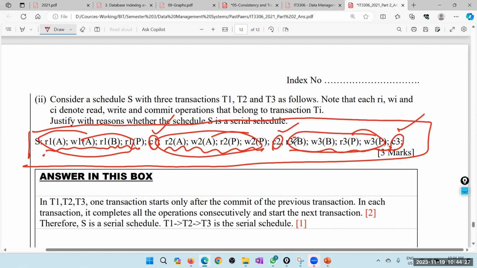So this is obviously a serial schedule, okay. So in T1, T2, T3, one transaction starts after the commit of the previous transaction. Yes, right. Each transaction completes all its operations consecutively and then the next transaction starts. Therefore, it's a serial schedule. So T1, then T2, then T3. Serial schedule T1, T2, T3.